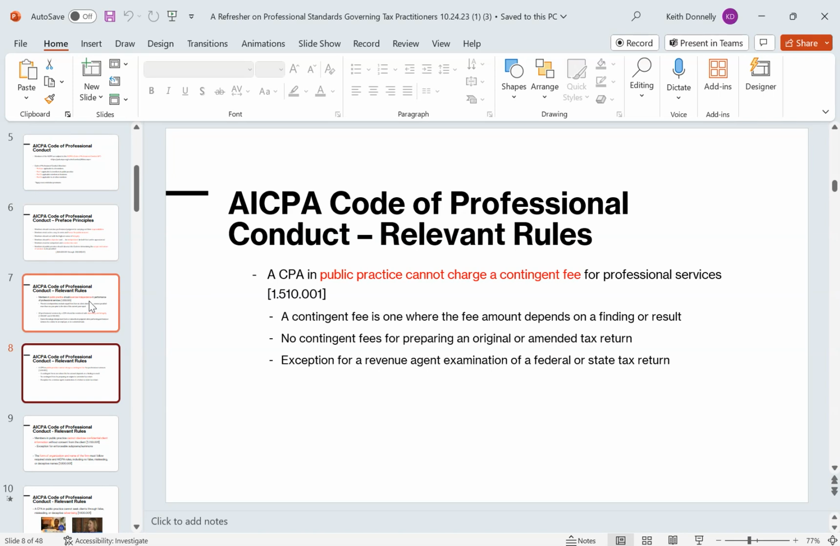It's usually what you would charge is like a flat fee, $500, $1,000. A contingent fee would be something like, if you don't get audited when we do your return, you got to pay us more money. Or to the extent we get you a refund, we get a percentage of that. It's like an if-then type statement, whereas a flat fee is more like it's going to be this amount. So as a general rule, you can't charge contingent fees.